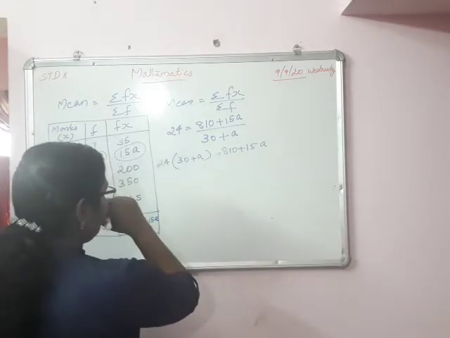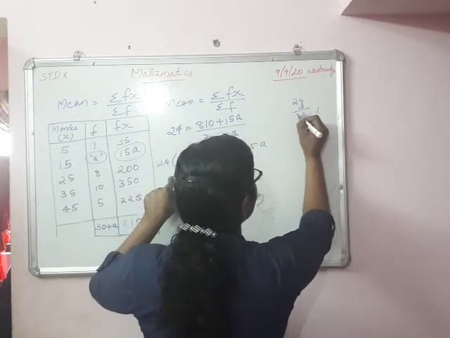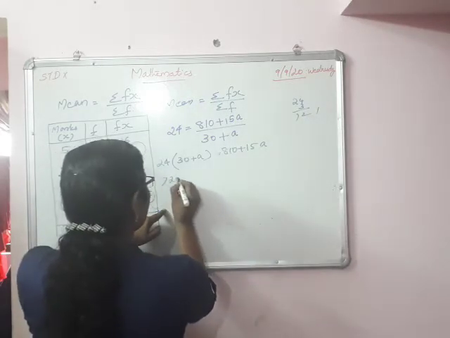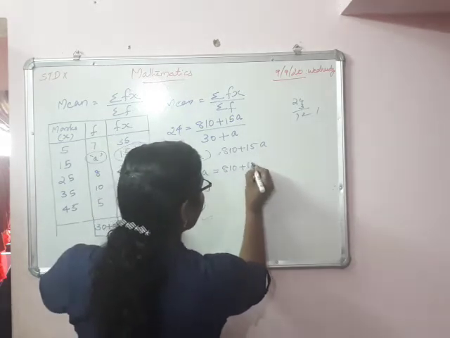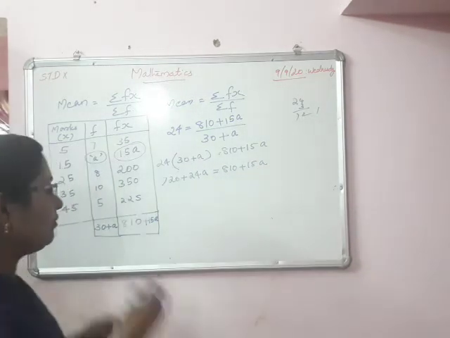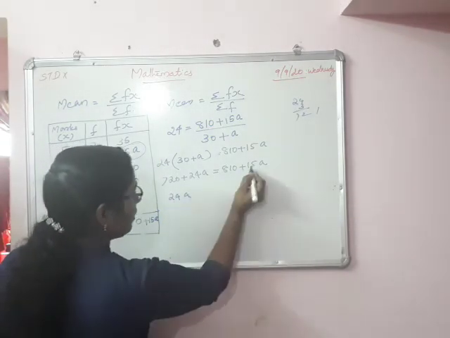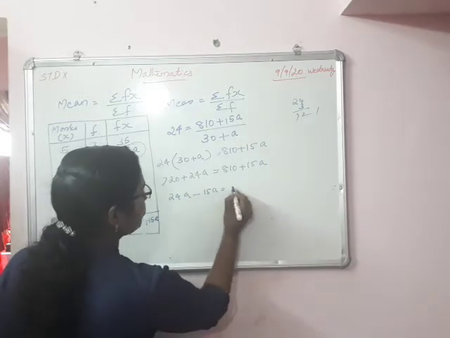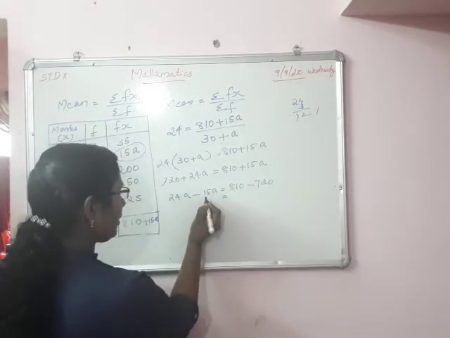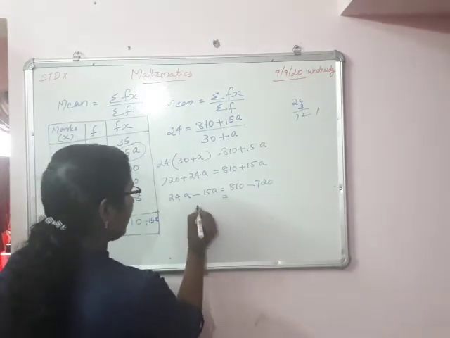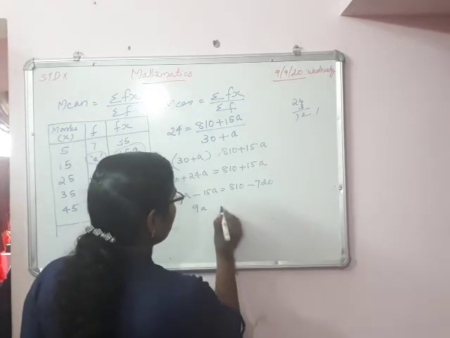Then 24 into 30, 720. 720 plus 24a is equal to 810 plus 15a. Okay, then we will just arrange. 24a minus 15a is equal to 810 minus 720. Okay, 24a minus 15a becomes 9. Is it? 9a is equal to 810 minus 720, which becomes 90.